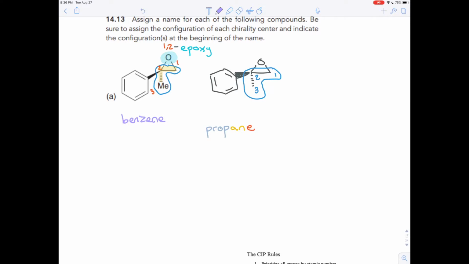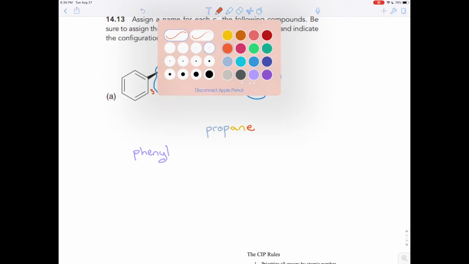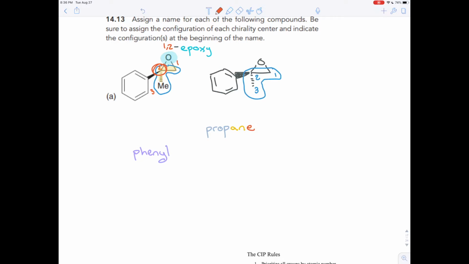But when benzene is a branch, like it is here, it has another special name. When benzene is a branch, it's called phenyl. So here we have a phenyl branch, and that branch is coming off of carbon 2 of the backbone. So this is 2-phenyl.